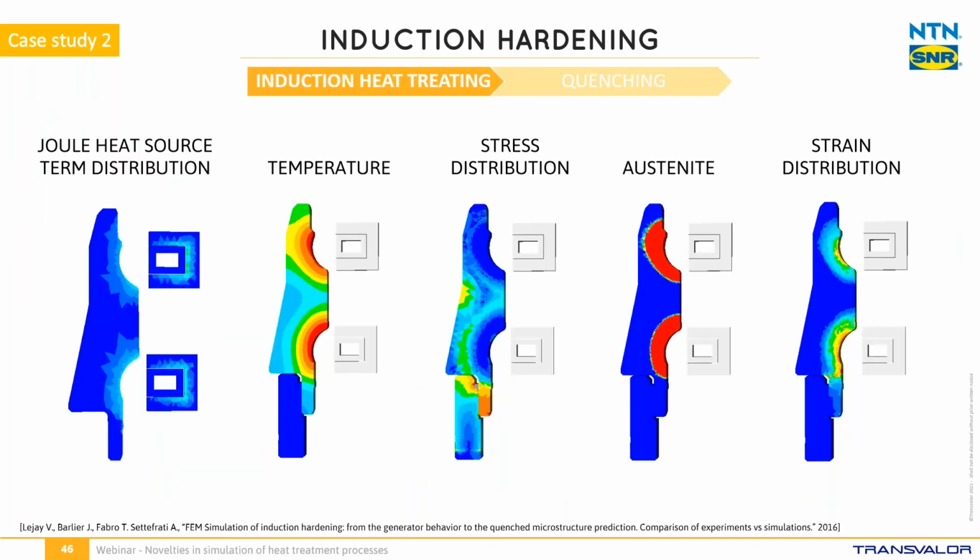Let's start with the result of the induction heat treating stage. Here we see the Joule heat source term distribution. It can be noticed that it is concentrated near the coil. As well, we can see that in this zone we have a higher temperature near the coil, and the appearance of the austenite phase. And to the right, we can see the strain distribution.